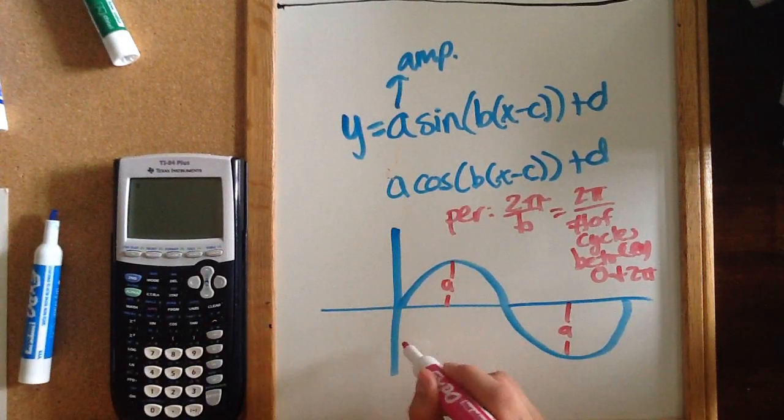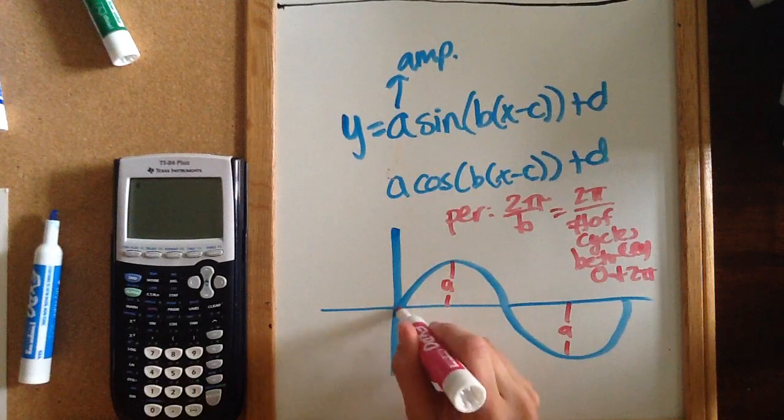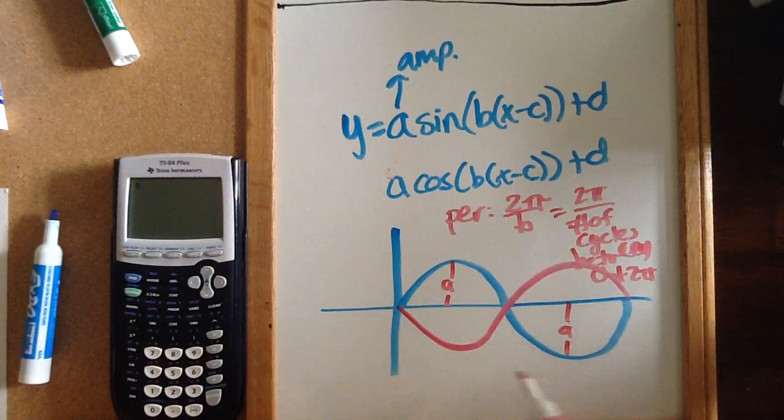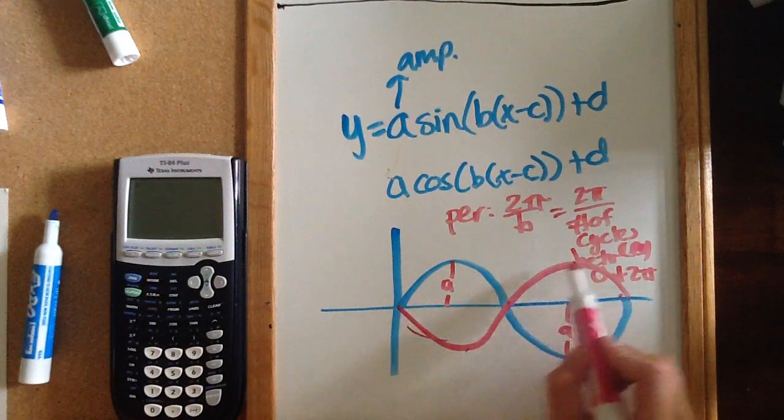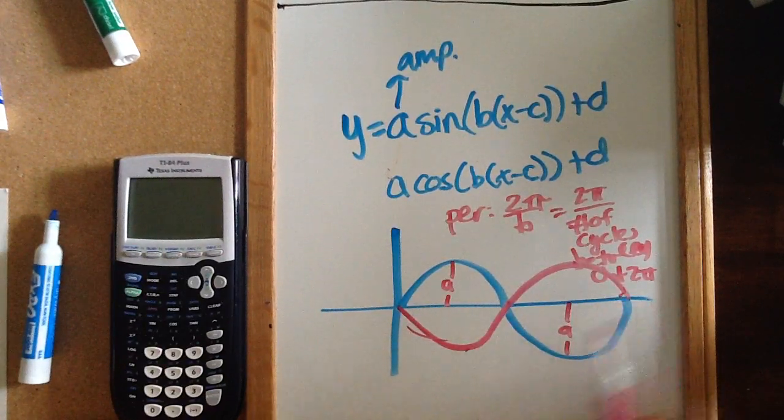If I had negative sine, this would be negative sine. So I'd go middle, bottom, middle, top, middle. So that would be one cycle for negative sine.